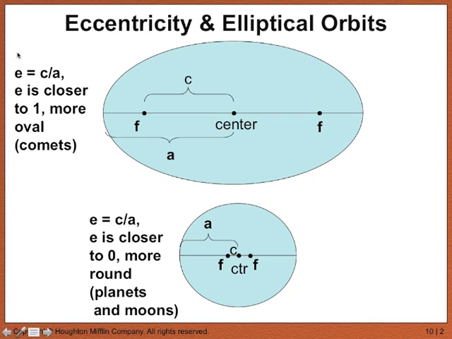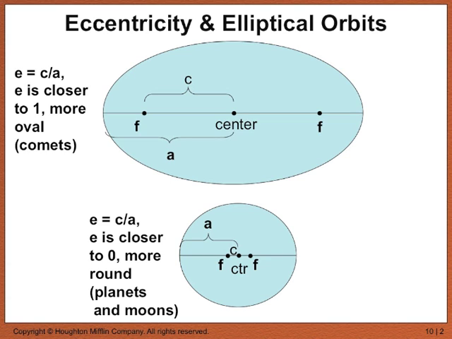And the eccentricity is given by this ratio, E equals C over A. That's just the definition of eccentricity. So the distance from center to focus divided by the distance from center to vertex. That is C over A. And so for the more oval orbit, E is closer to 1.